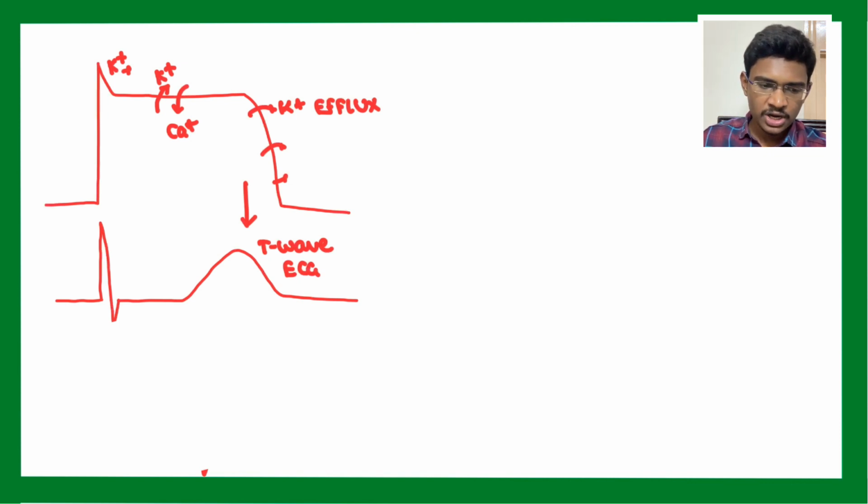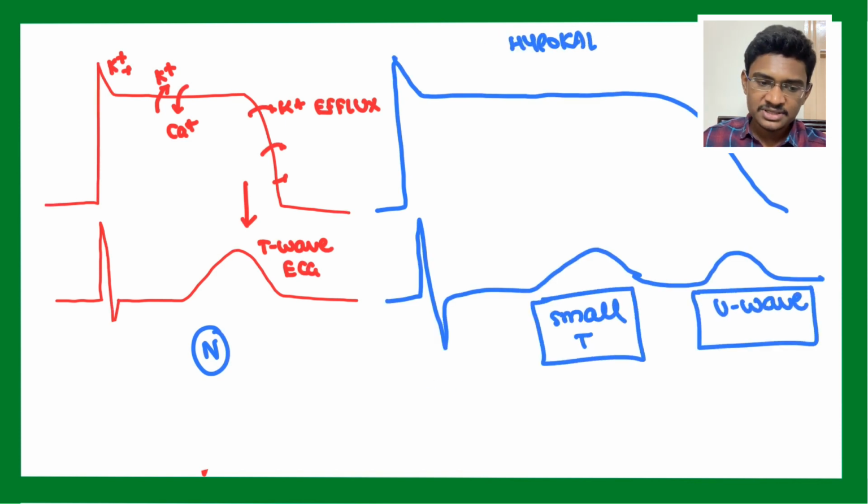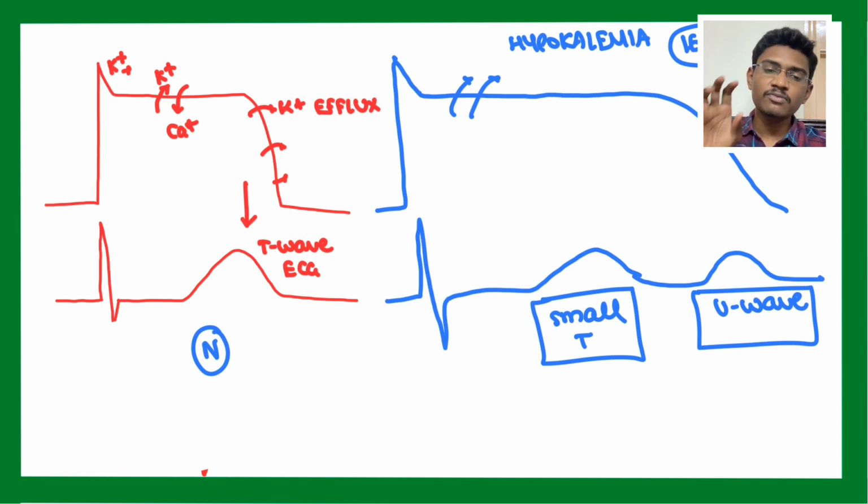According to this, I have drawn the ECG curve. In this curve, if you see the last phase, where only potassium is effluxing out, which contributes to the repolarization phase and to the T wave. So what happens in hypokalemia is that outside the cell, potassium is very low. So from inside the myocardial cell, potassium will be pouring out continuously, since outside the potassium is very low.